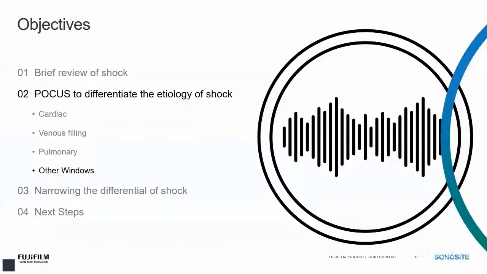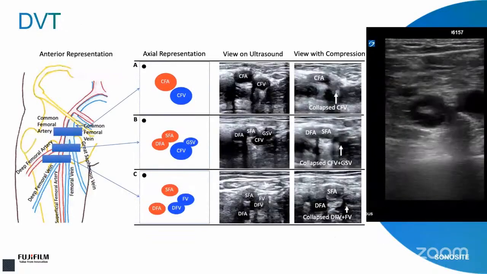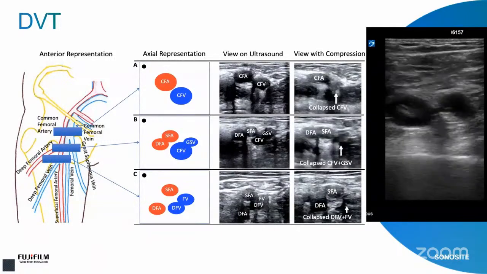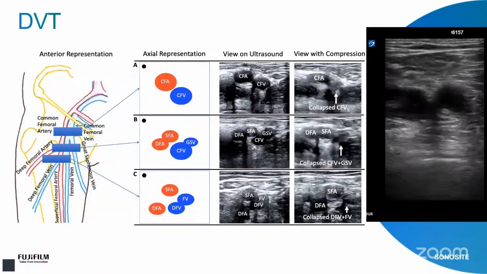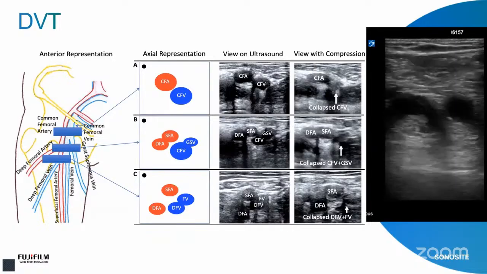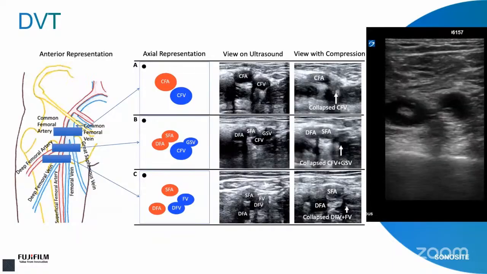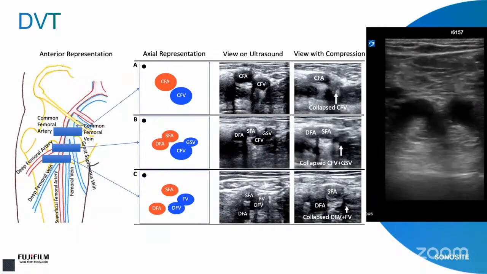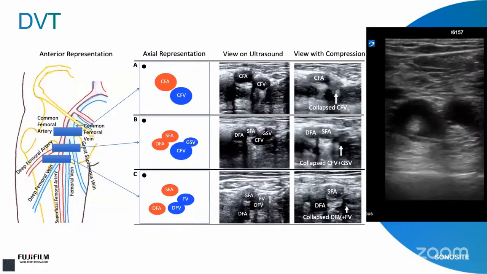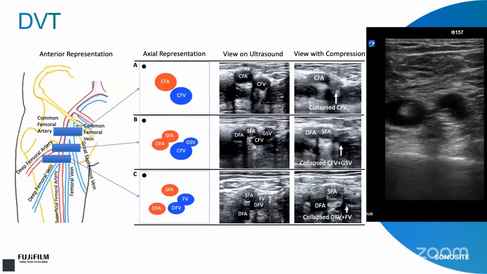Pulling this together, there are a few other windows that we can use to get some ideas of what form of shock a patient's in. We can do a DVT examination, and this is an example of a free-floating thrombus in a vein. And you can see that you want to check all of the zones of the lower extremity in order to have the confidence to say that you've truly ruled out DVT. Again, the absence of DVT does not mean that PE is off our differential, but the presence of DVT certainly raises our pretest probability.